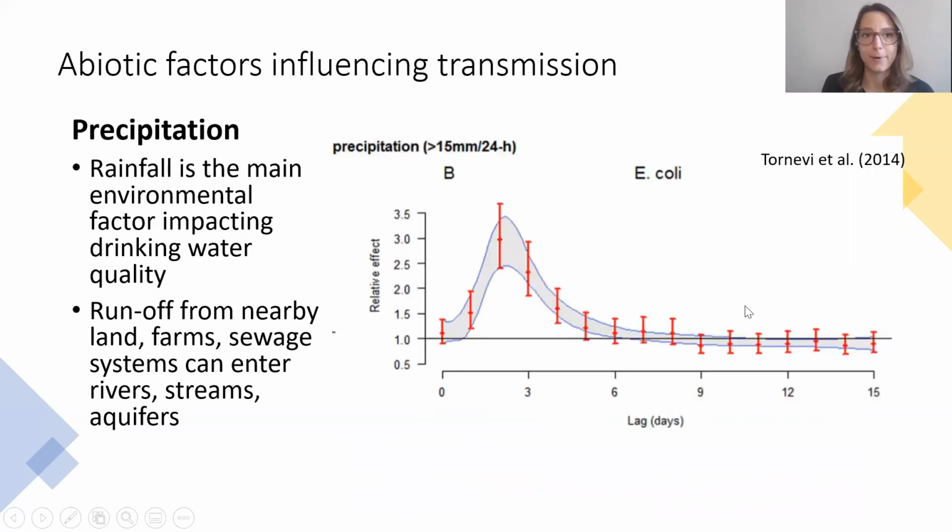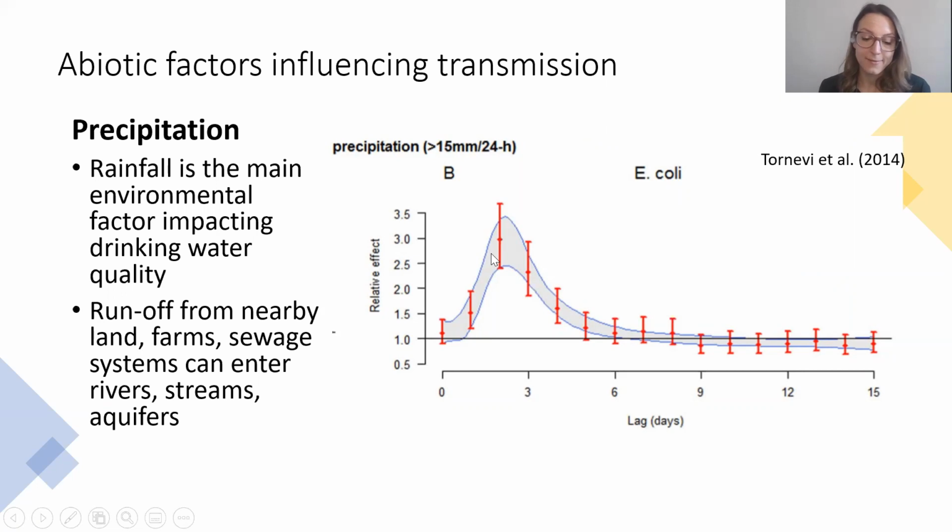Now, another important abiotic factor is precipitation. So rainfall is actually one of the main environmental factors that impact drinking water quality. And I can see in this figure here, this is a figure from a study that was done in Sweden, and they were testing the E. coli levels in a river after a precipitation effect. So what they found was that usually about 48 hours after a rainfall event, that signaled the highest levels of the bacteria E. coli in the river.